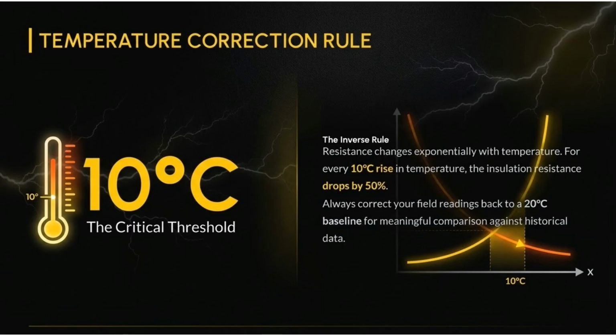The temperature correction rule is critical. Resistance changes exponentially with temperature. For every 10 degrees Celsius rise, insulation resistance drops by 50%. Always correct field readings back to a 20 degrees Celsius baseline for meaningful comparison against historical data.